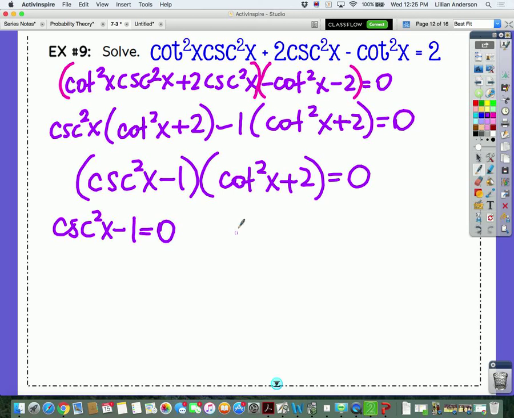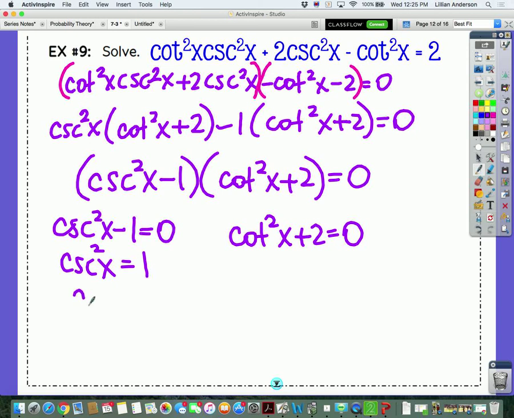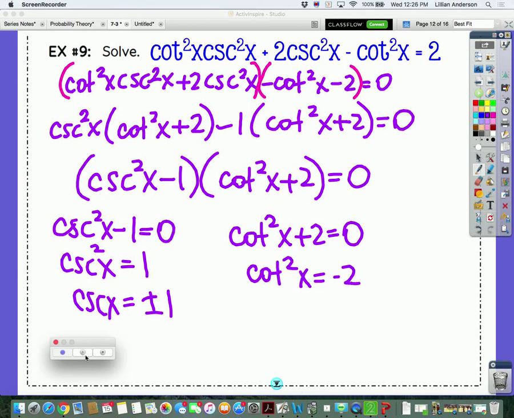From here, you would set them both equal to 0. Move the 1 over. Take the square root. And remember, when you square root, it is plus or minus 1. So we have cosecant x equals a positive or negative 1.